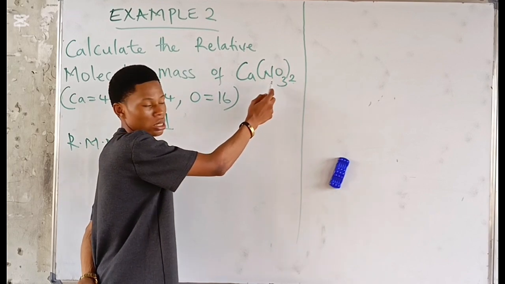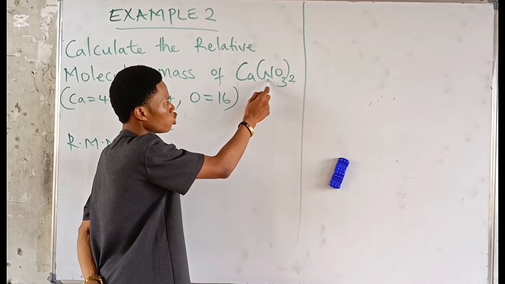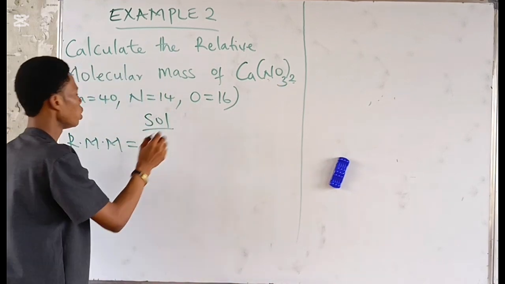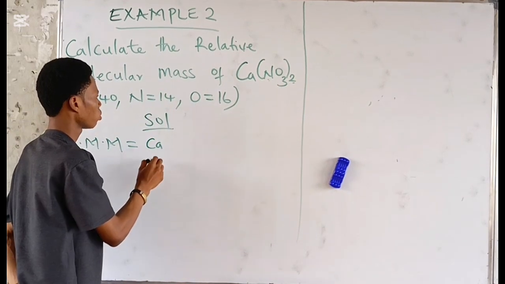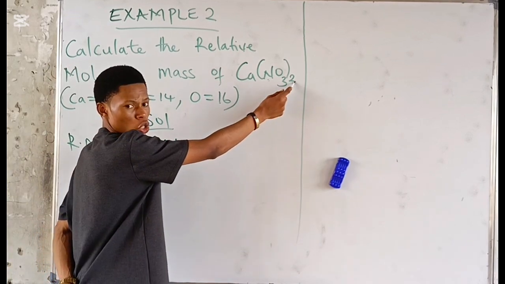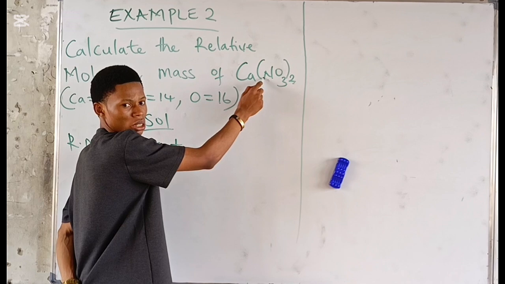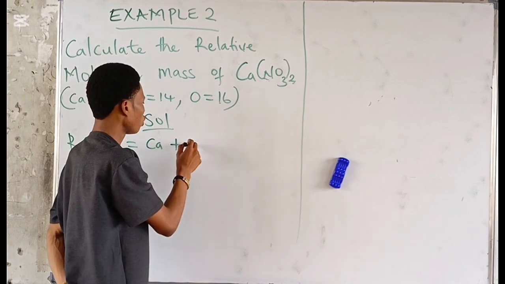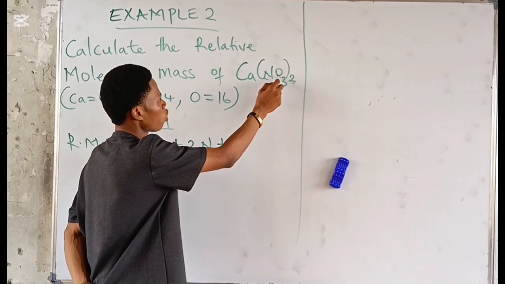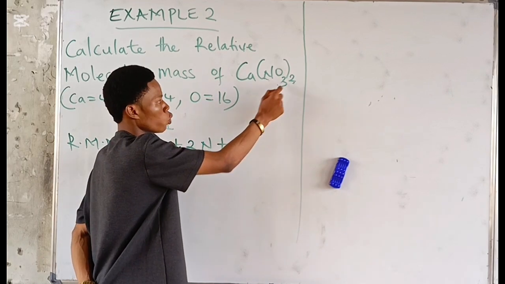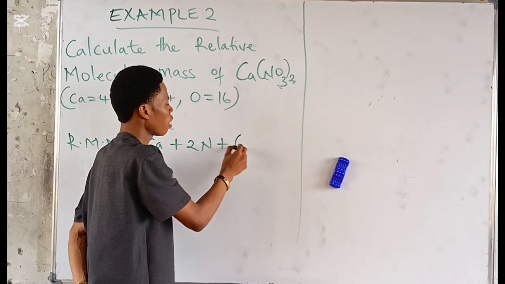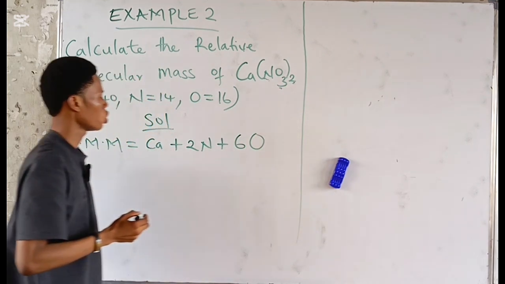But if you look at it very well, this 2 outside the bracket here is affecting everything in the bracket. It means this 2 is affecting nitrogen and this 2 is also affecting what? Oxygen, right? So this will be the relative atomic mass of calcium plus the relative atomic mass of nitrogen, but because of this 2, we'll be having 2 times the relative atomic mass of nitrogen. So we'll be having 2 times N, then plus that of oxygen. We already have 3 here, and this 2 is also affecting this. So we'll be having 2 times 3, which is what? 6. So we'll be having 6 times the relative atomic mass of oxygen.